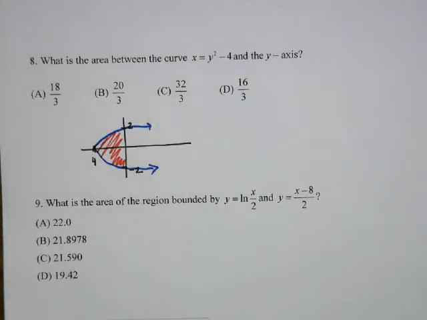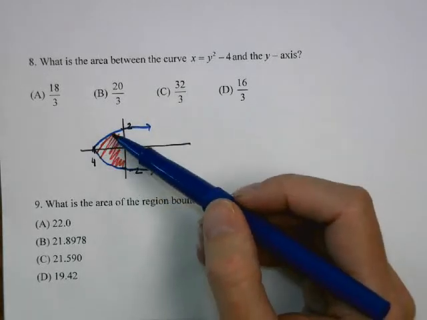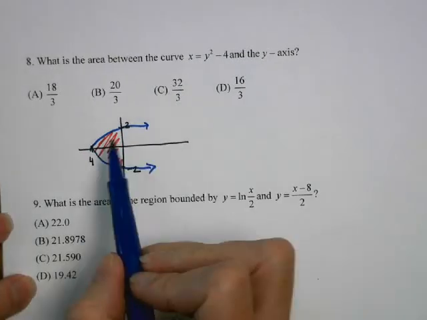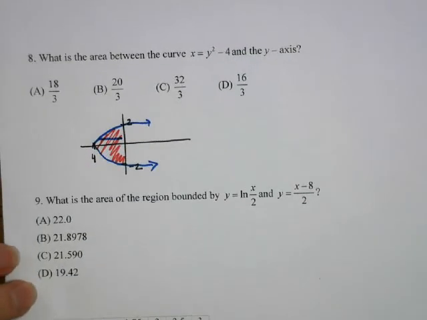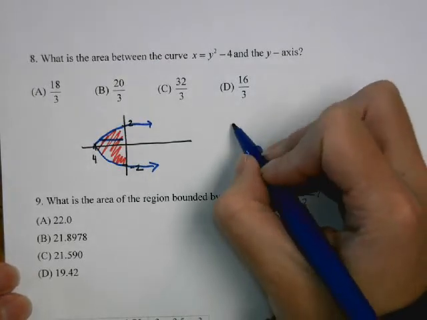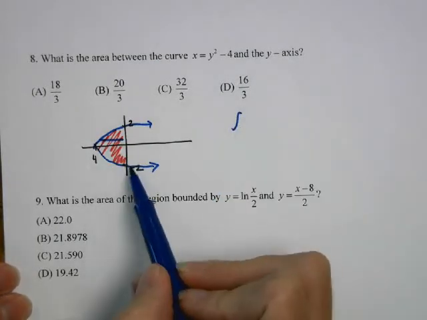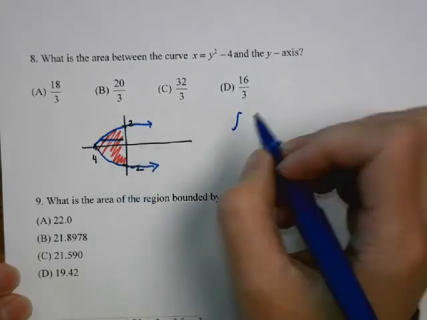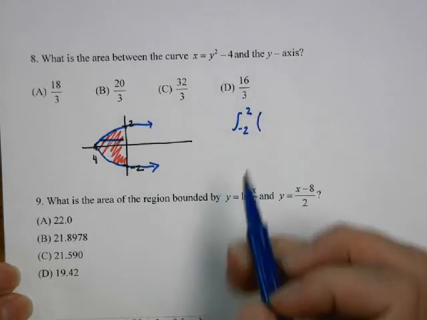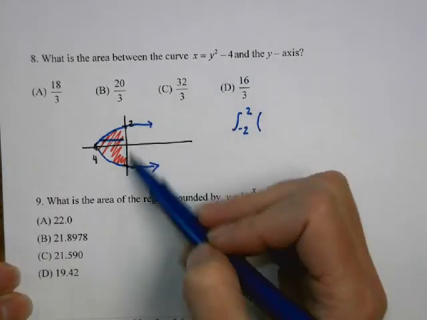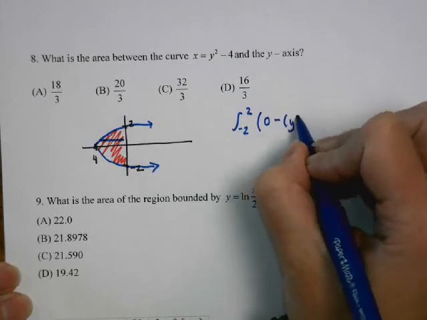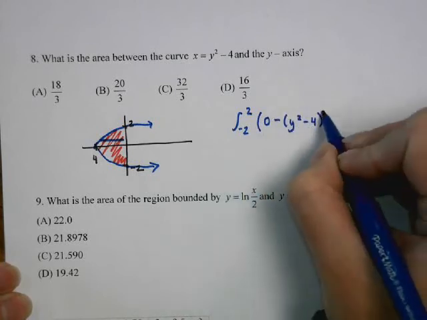and you can do this in 2 different ways. You can break this up into 2 equations, a top equation and a bottom equation, and do that, or we can make our cross sections horizontal. So if we do that, our integral is going to go from negative 2 to 2, and it's going to be right minus left. So in this case, the right is 0, and the left is y squared minus 4.